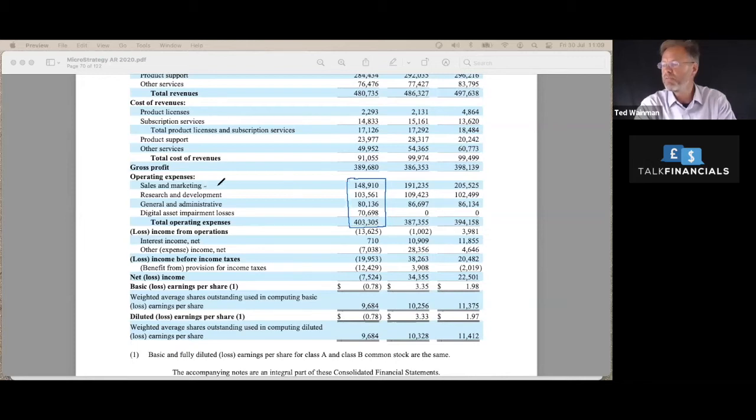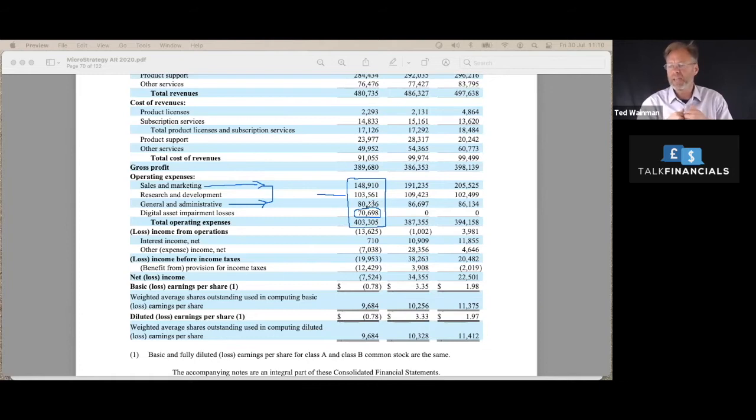Sales and marketing, very high costs in sales and marketing. They are investing in the future. That's the research and development. The general and administrative, so these two numbers together, the SG&A, as they're typically known, and there is some impairment going on. So they're taking a big hit in this year on digital asset impairment losses.